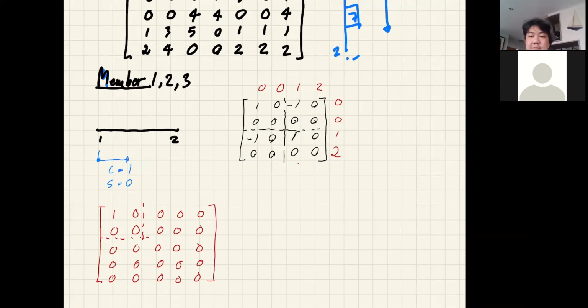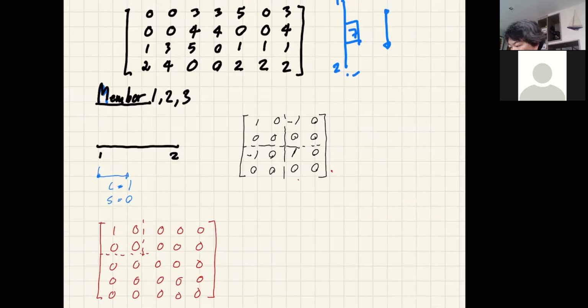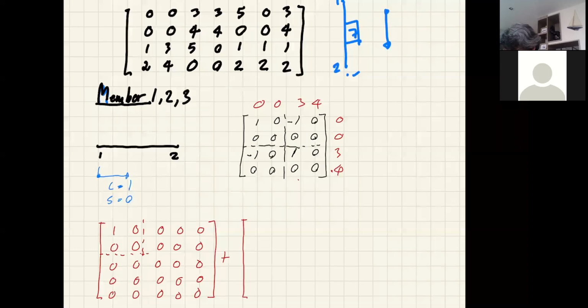So that's going to be for member number 1. Okay, for member number 2, the code is now 0, 0, 3, 4. Again, it's the same submatrix that will come, but it will go into a different region.